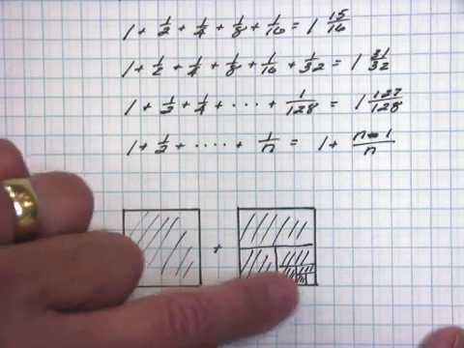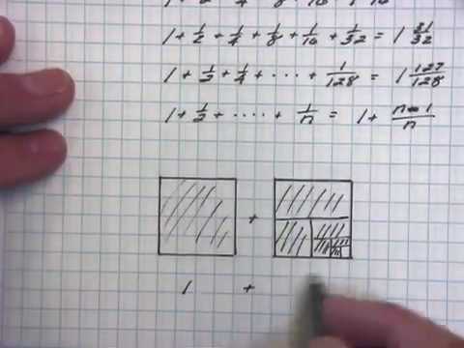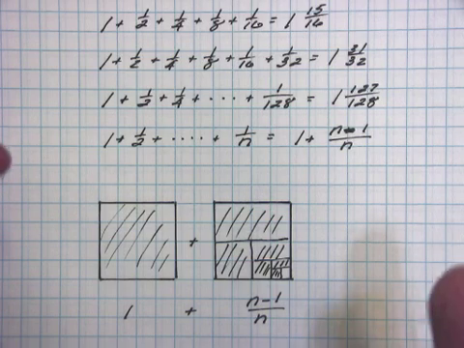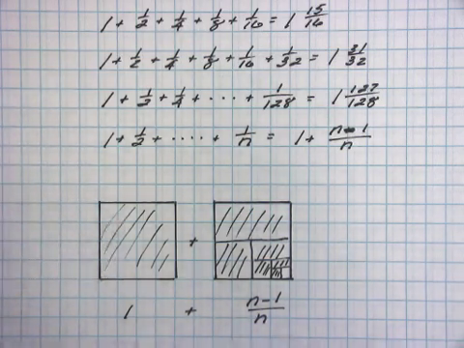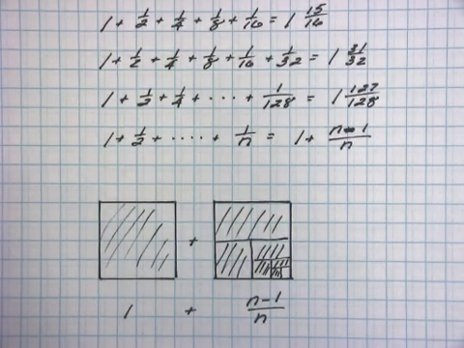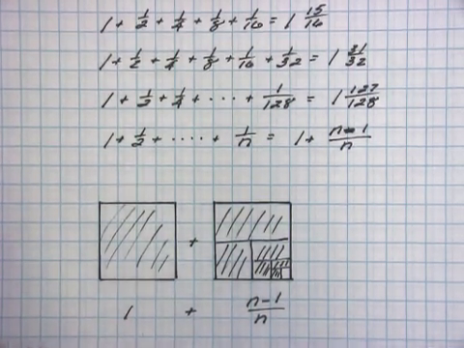But you'll notice what was missing in each one of those is the, like here, when I shaded the 1/2, 1/2 wasn't shaded. Then when I added the fourth, there was a 1/4 that wasn't shaded. Then when I added the 16th, and so on down the line. So we've got 1 plus n minus 1 over n.